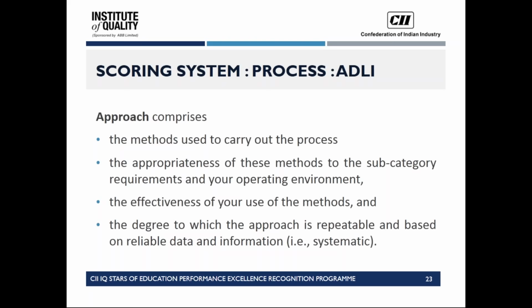Now let us look in brief at the various factors. First is the approach. The approach comprises the methods used to carry out the process, the appropriateness of these methods to the subcategory requirements and the institution's operating environment, the effectiveness of the use of the methods, and the degree to which the approach is repeatable and based on reliable data and information, that is whether it is systematic and scalable.